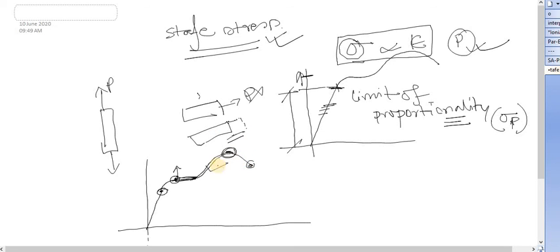So let's discuss what are the each point. This is known to you, limit of proportionality. This point is known as starting of yield point.